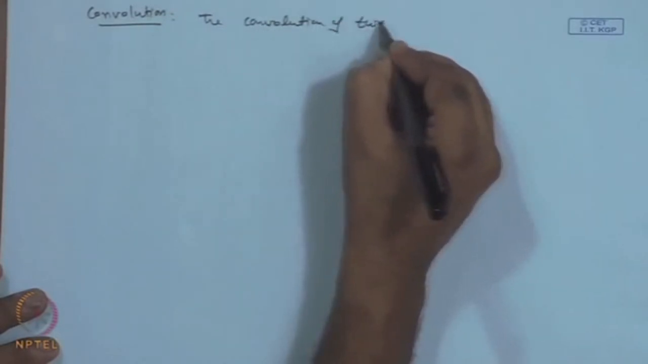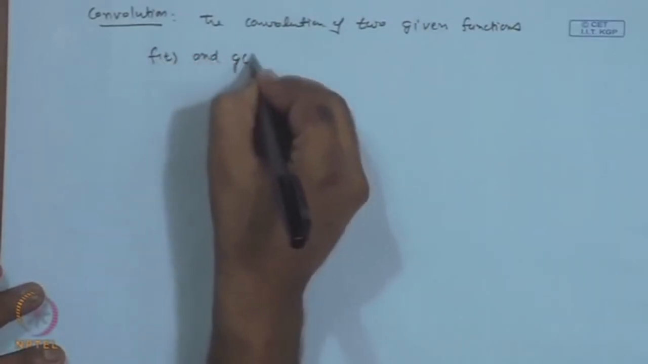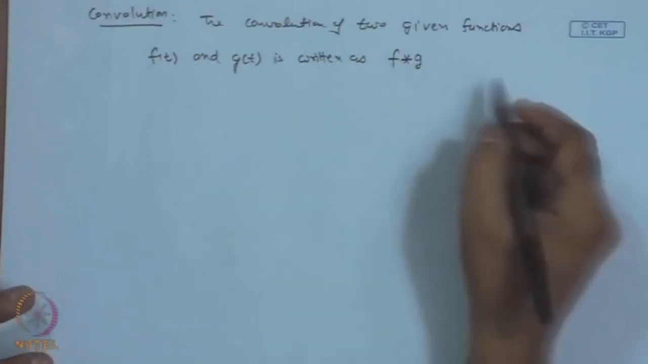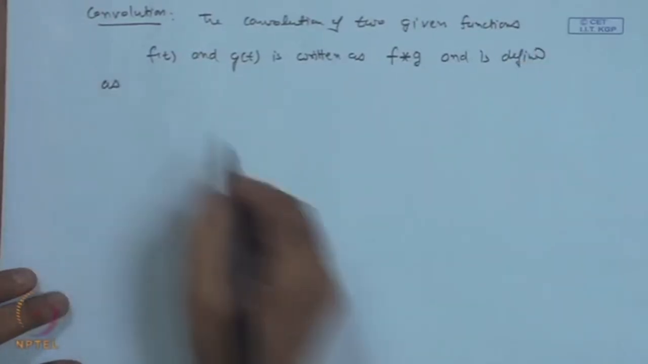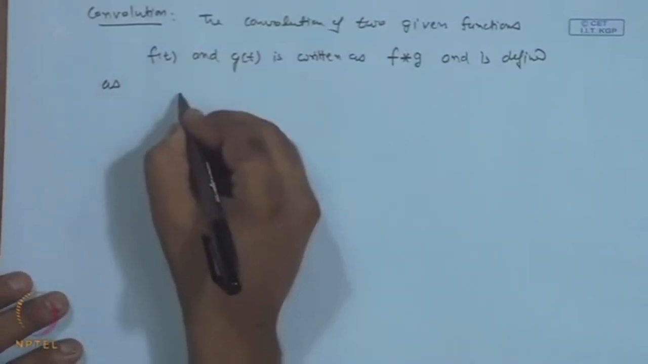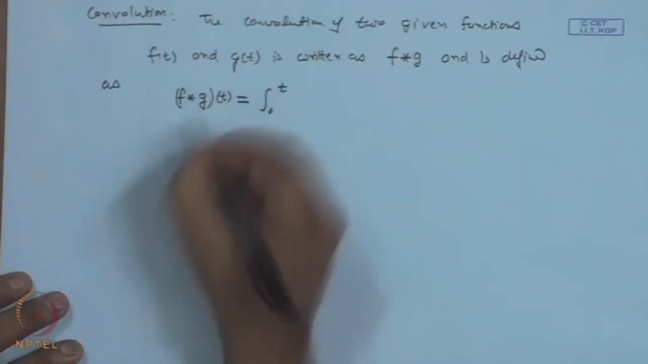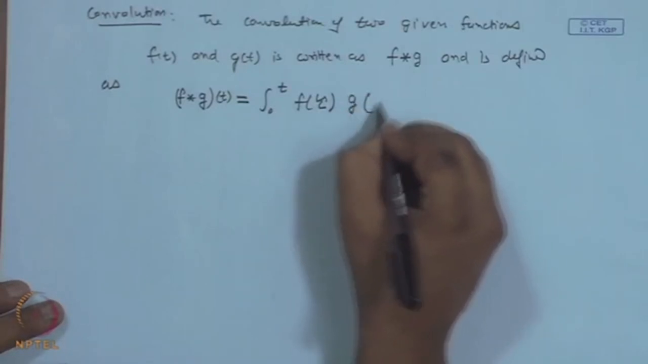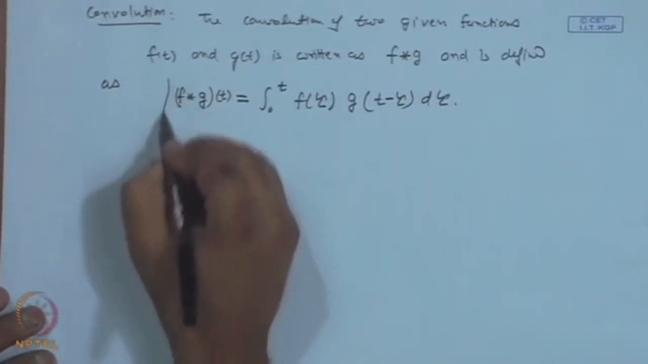The convolution of two given functions f t and g t is written as f star g, this is the notation for the convolution, and is defined by the integral from 0 to t, the integrating variable being tau, f tau and g t minus tau d tau. So, this is the convolution integral.